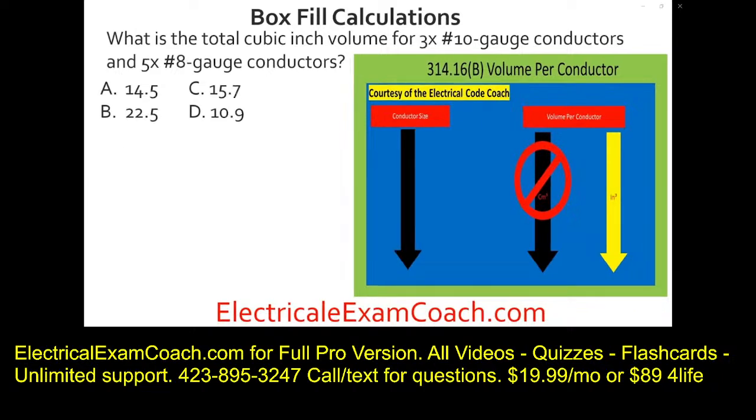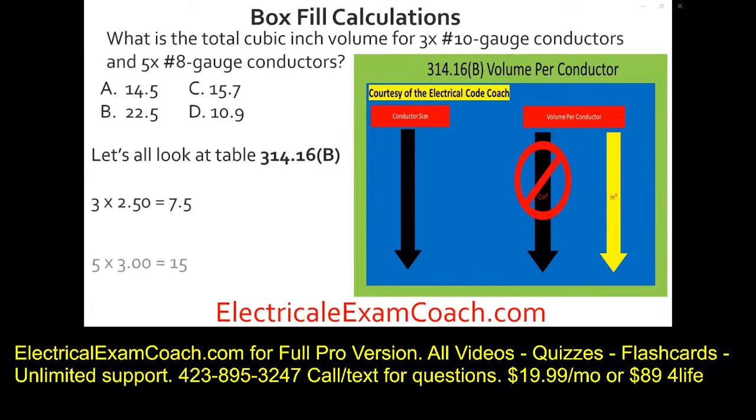What is the total cubic inch volume for 3 10-gauge conductors and 5 8-gauge conductors? We head straight to our table. We do some math here. We bear out the 10-gauge conductors. Then we bear out the 8-gauge conductors, we total those two back together, and we find that it's taking up 22.5 cubic inches, and we select B.